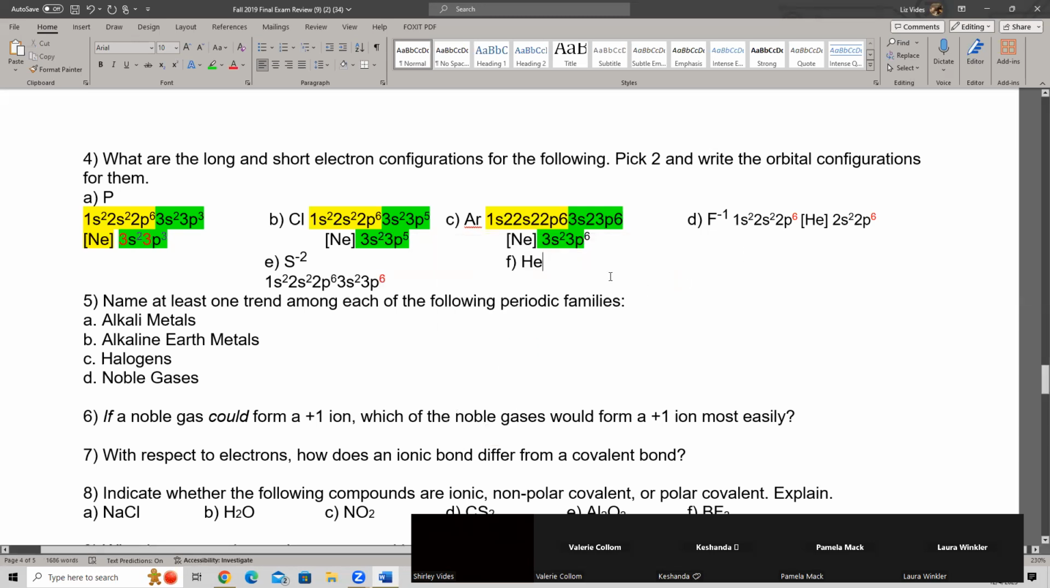All right. And then the last one's helium, which is super easy. It's just 1s2. And there is no shortcut for him. Why? Because he's already the shortcut. He's the shortest cut there is, so there is no other. All right, so that's how you do that. Now, it also says write orbital configurations. So which 2 orbital configurations do you want me to write?